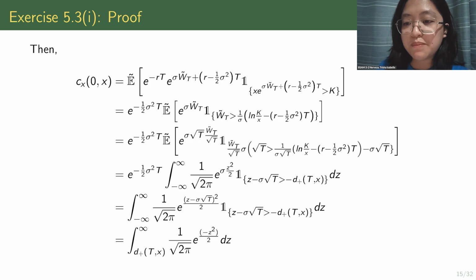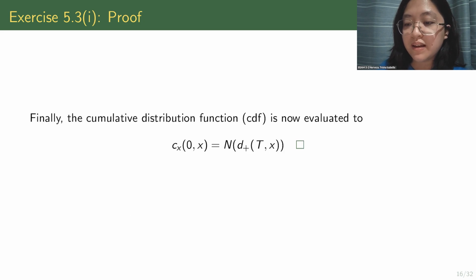Then solving the expression inside the integral, we get the integral of 1 over square root 2 pi times e raised to negative Z squared over 2, evaluated from d plus of T comma x to infinity. We can now evaluate this normal distribution function at d plus T comma x. Finally, the delta function c sub x of 0 comma x is equal to the normal distribution function at d plus of T comma x. Now that concludes the proof for the first sub-item of exercise 5.3.